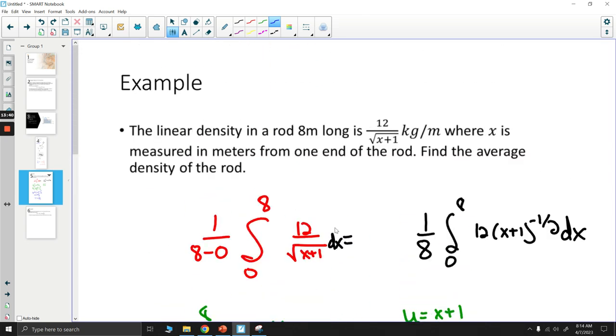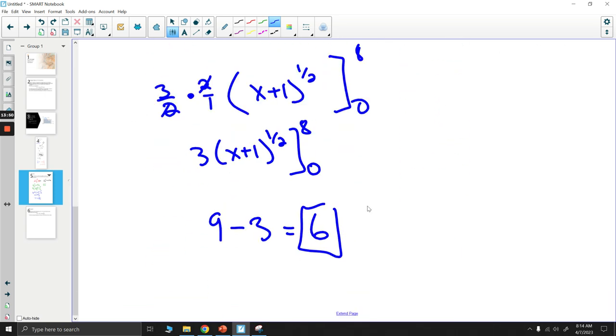So again, in this case, this 6 is our density. That's the average density of this rod, and that would be in kilograms per meter here. So that's our average density of our rod. Okay, let's try another one.